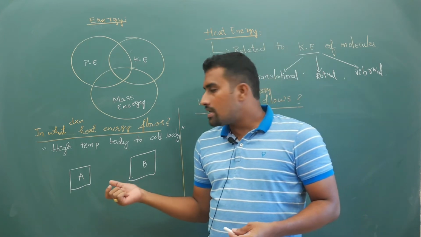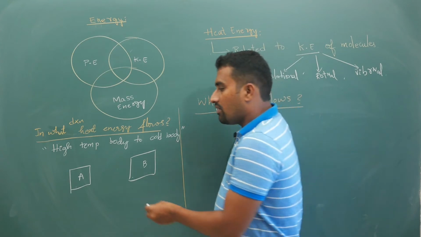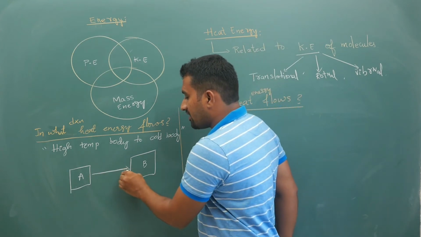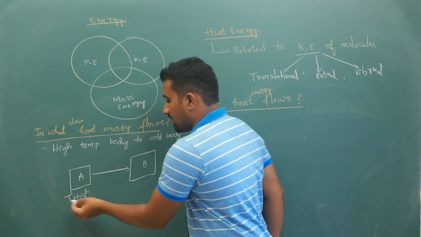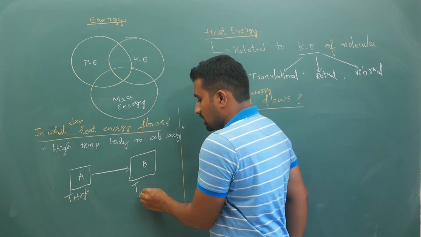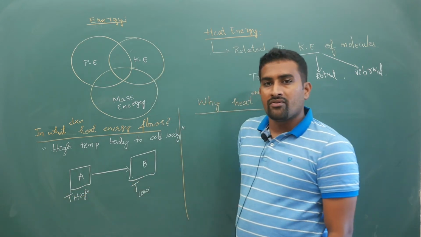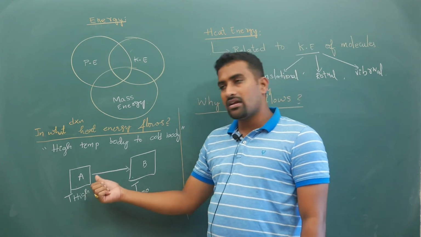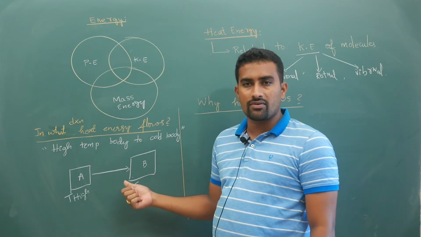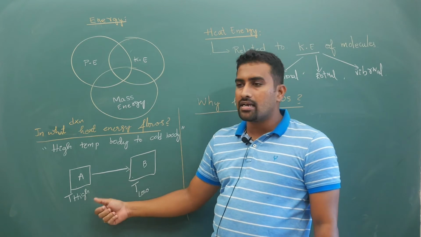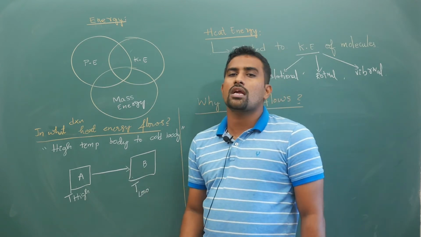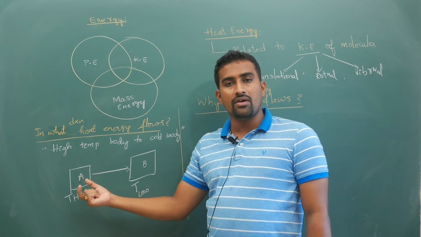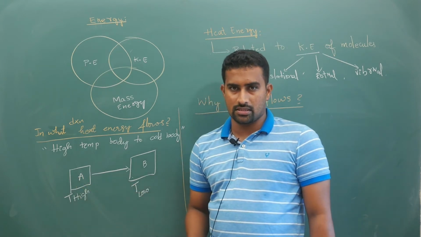You can only say, from the direction of heat flow, that if one body is at high temperature, T high, and the other is at low temperature, T low, then looking at this direction of heat flow, this is at high temperature and this is at low temperature. But you cannot say which is having more amount of heat energy.